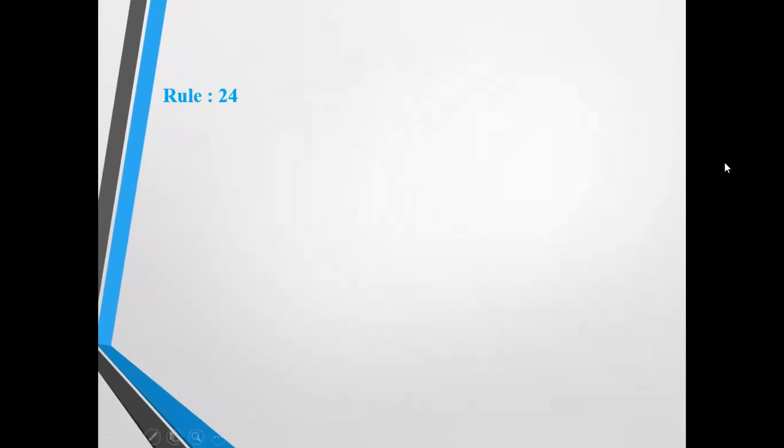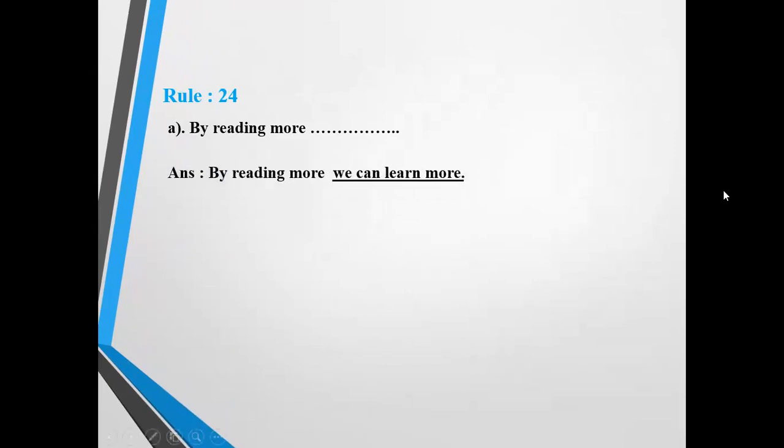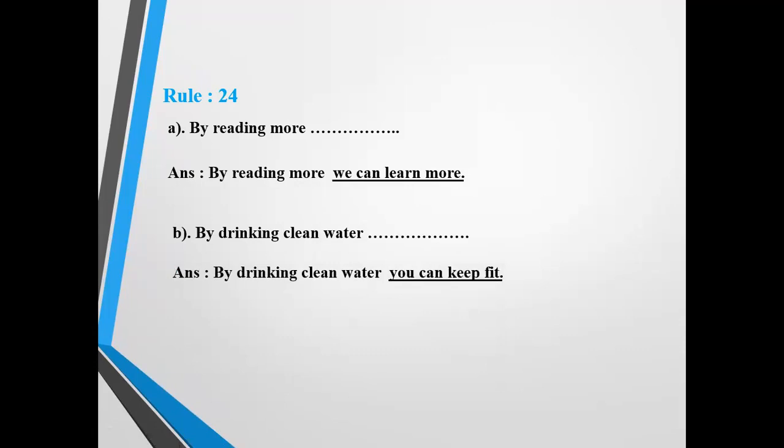Rule 24. By reading more dash. If there is "by" plus gerund in an incomplete sentence, then subject plus verb is used after that. So the answer will be: by reading more, we can learn more. B, by drinking clean water dash. Answer: by drinking clean water, you can keep fit.